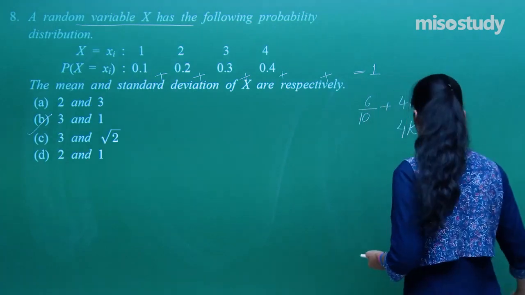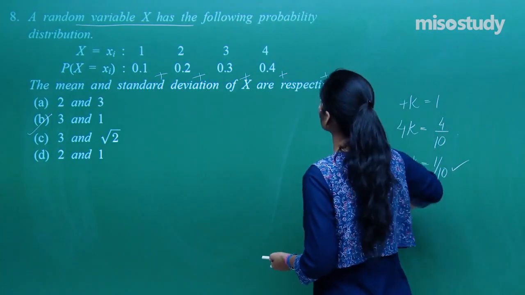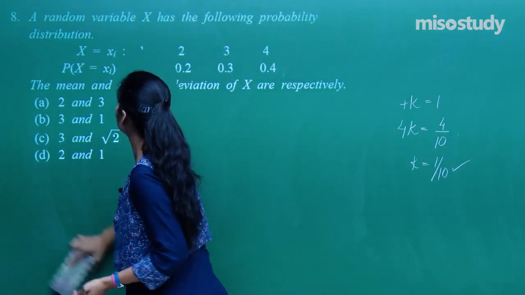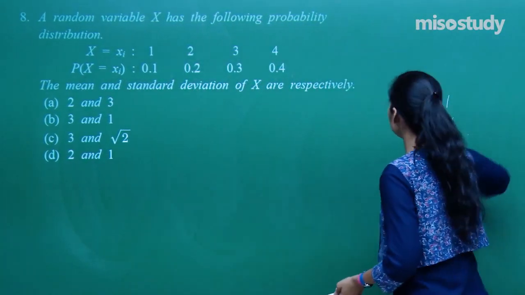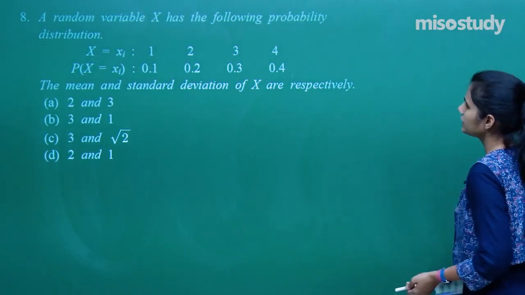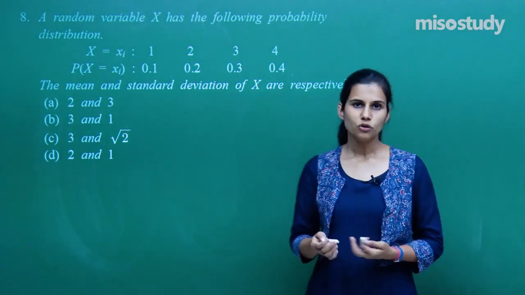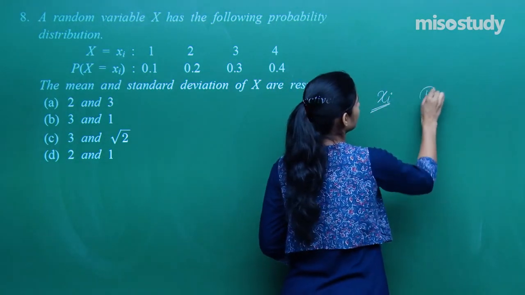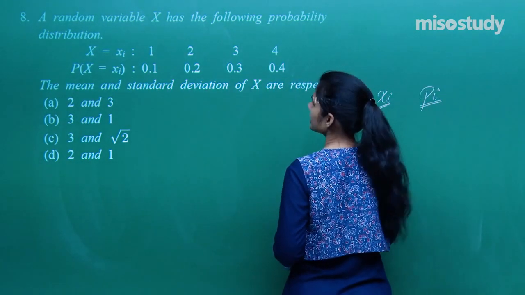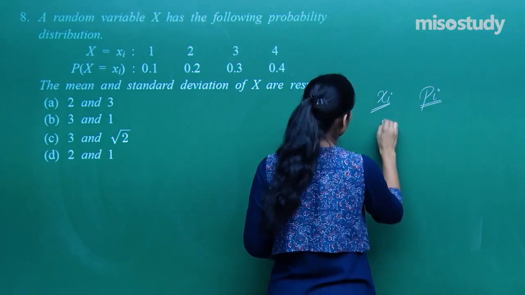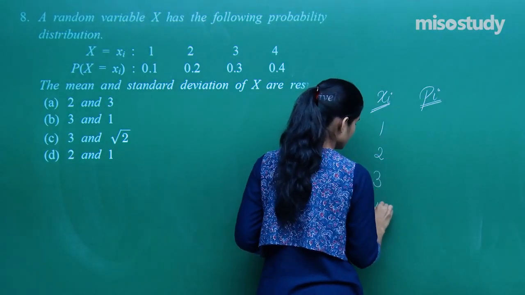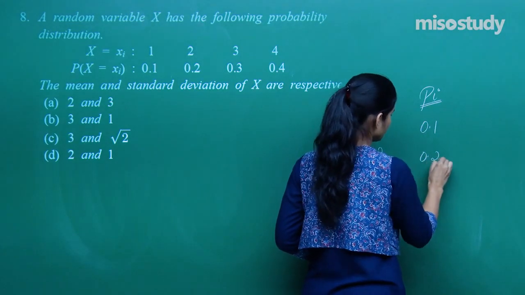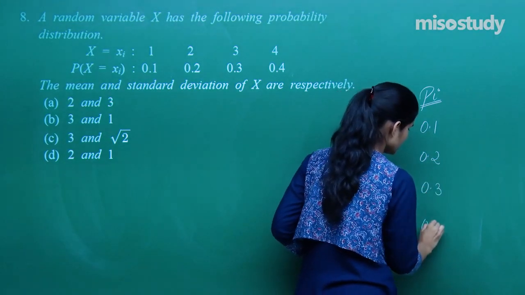Next question says again there is a random variable x which has the following probability distribution. So again, probability distribution is given to me. What is the mean and standard deviation of x? Okay, so let's see. We know how to do this. Xi and respective pi. So xi is 1, 2, 3 and 4. Pi's are 0.1, 0.2, 0.3, 0.4.